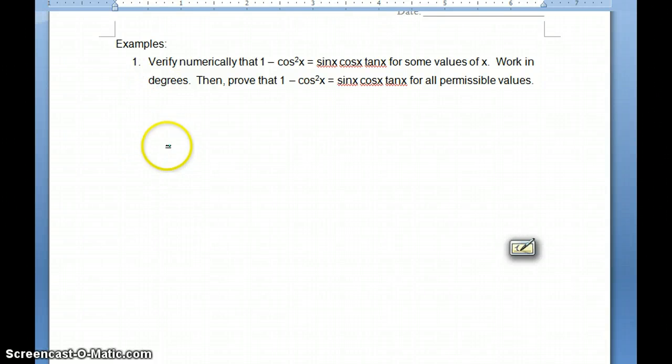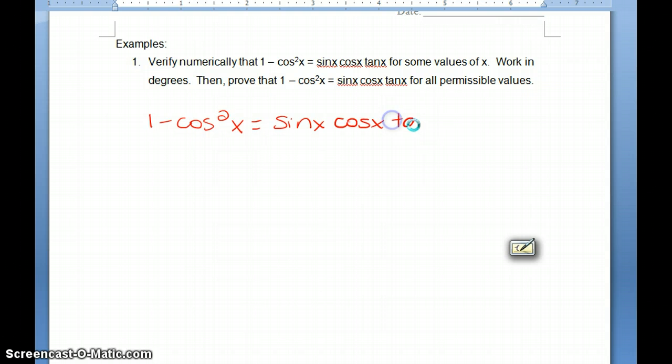Alright, so now what we're going to do here is prove that 1 minus cosine squared of x is equal to sine of x times cosine of x times tan of x. There are 3 options when we're trying to prove that two sides are an identity. The first way is to examine just the left-hand side of our equation. So we can manipulate 1 minus cosine squared of x to look like sine of x times cosine of x times tan of x.